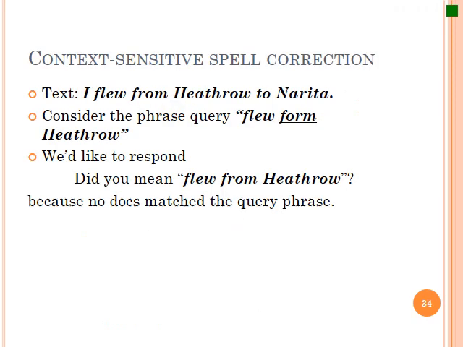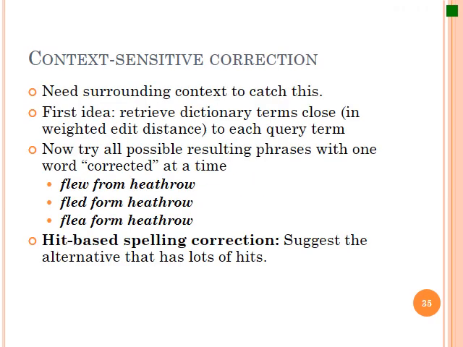Okay, so the last portion that I want to talk about in the first class is that we can do context-sensitive spell correction. For example, I flew from Heathrow to Narita. So this is in the text. And now if I have a query, "flew form Heathrow", I would like to respond, did you mean "flew from Heathrow"? Because no document matches the query directly. So in order to do that, we have to look at the surrounding context.